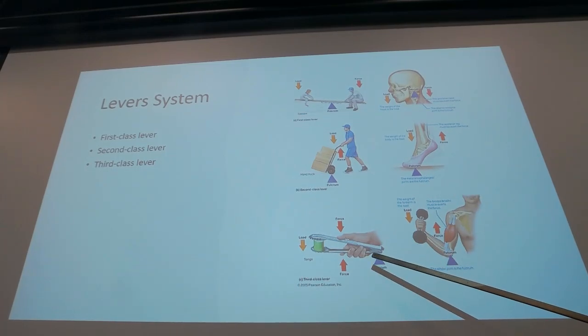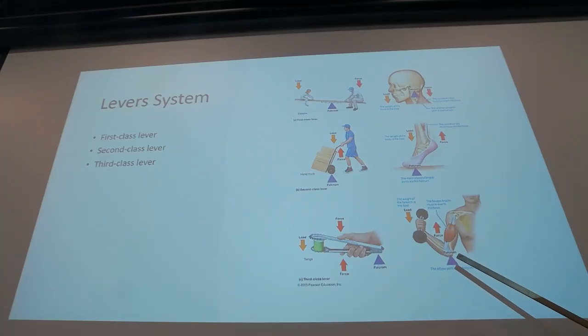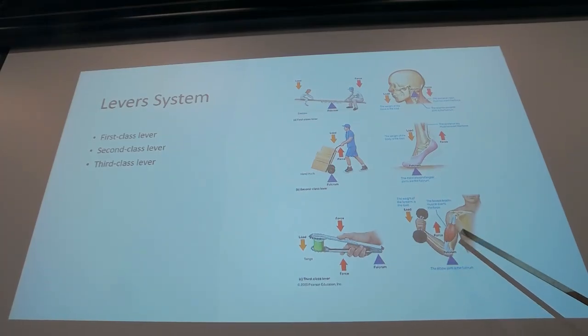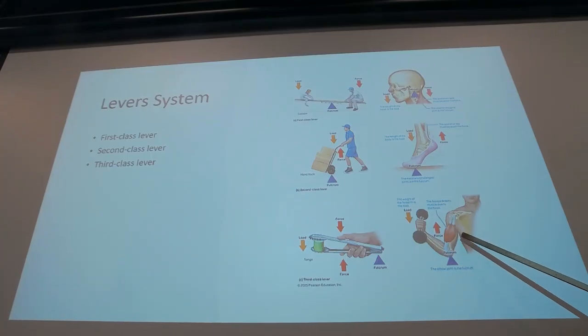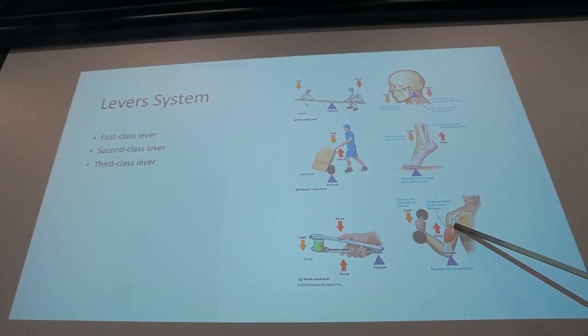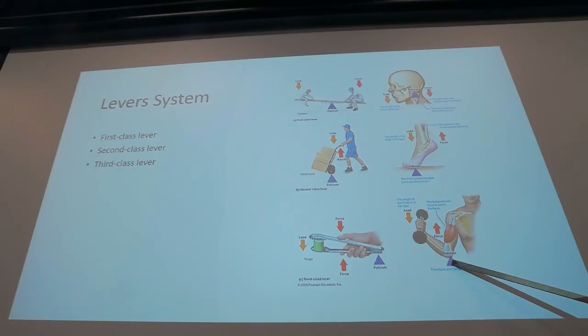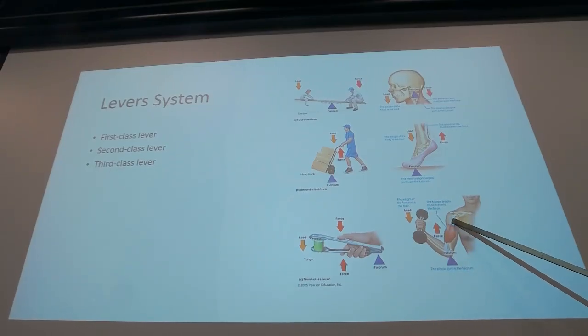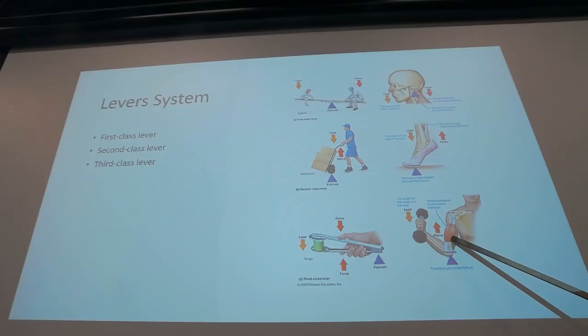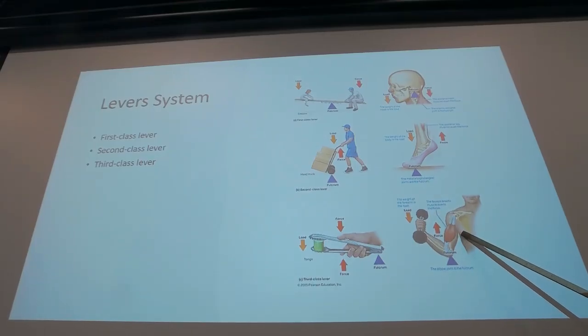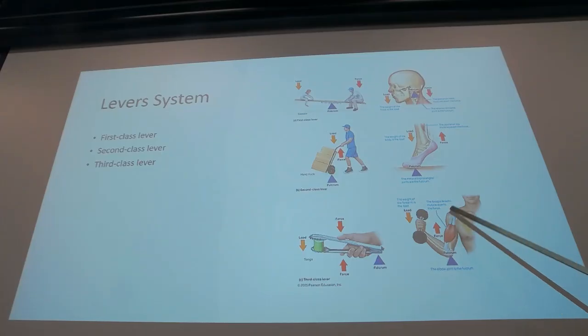Now, for the third class, which will be, in this case, the elbow joint, we have the load here, for instance, in our hand, like carrying a dumbbell, and then here you have the force by contracting your biceps, and the fulcrum is here. So when you contract, you can carry the load, but you don't do it with so much speed, and also you have limited range of motion. So this is the third class, second, and first. Any questions?